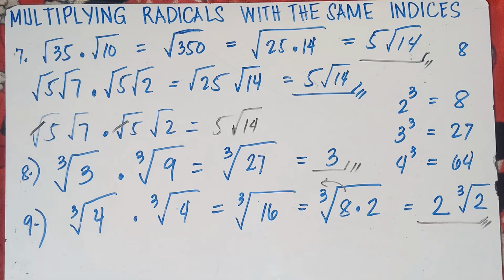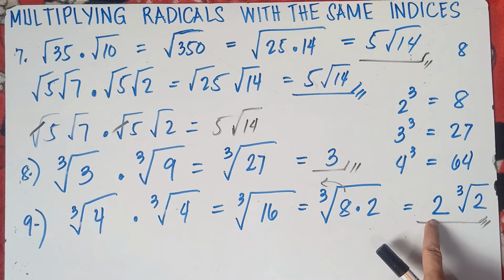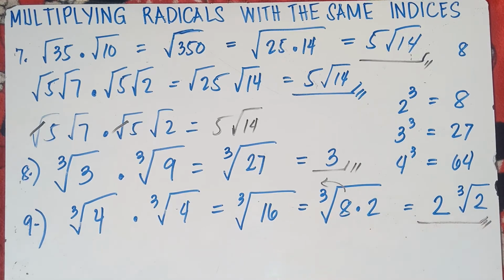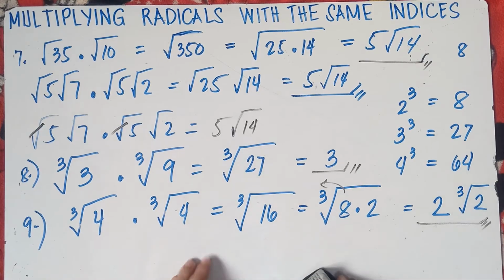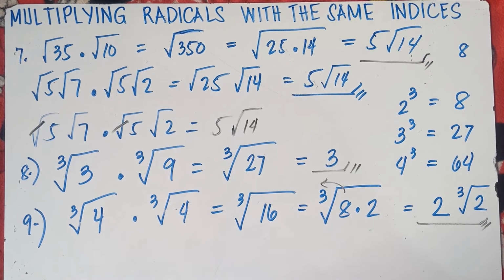2 cube root of 2, because the cube root of 8, that is 2. You put it outside the radical symbol, and then copy the cube root of 2. That's the answer for number 9. So let's try number 10. I hope you're still with me. If you have some questions, class, please do leave a comment in the comment section down below.